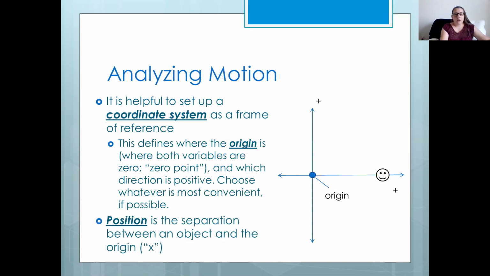And we're interested in usually the position of the object. So the position is the separation between the object and the origin. And when we're dealing with motion along the x-axis, we'll call that the x value. We're always going to refer to horizontal motion as in the x direction and vertical motion as in the y direction. Again, just for the sake of consistency with math classes and things like that.